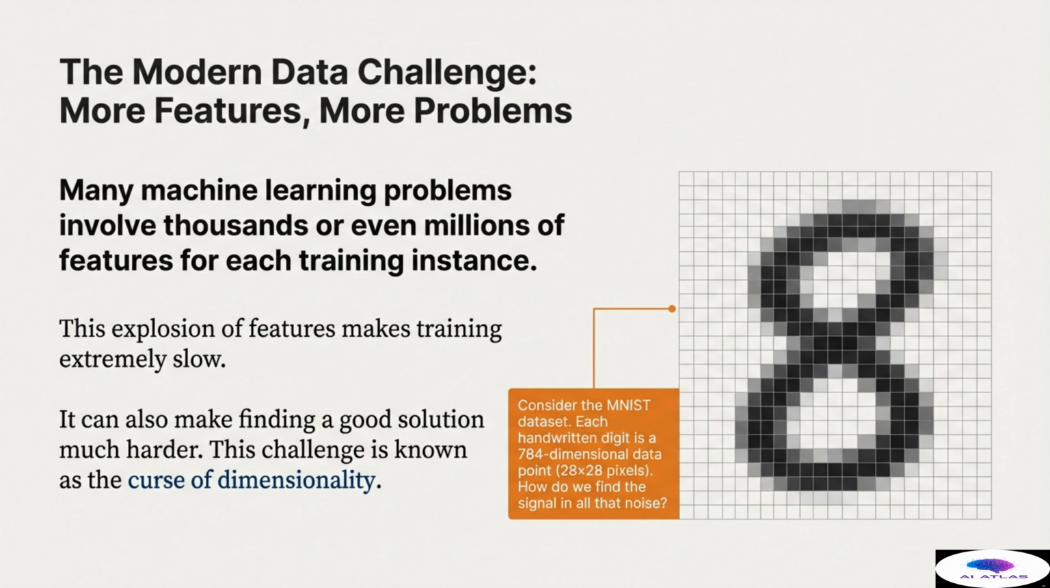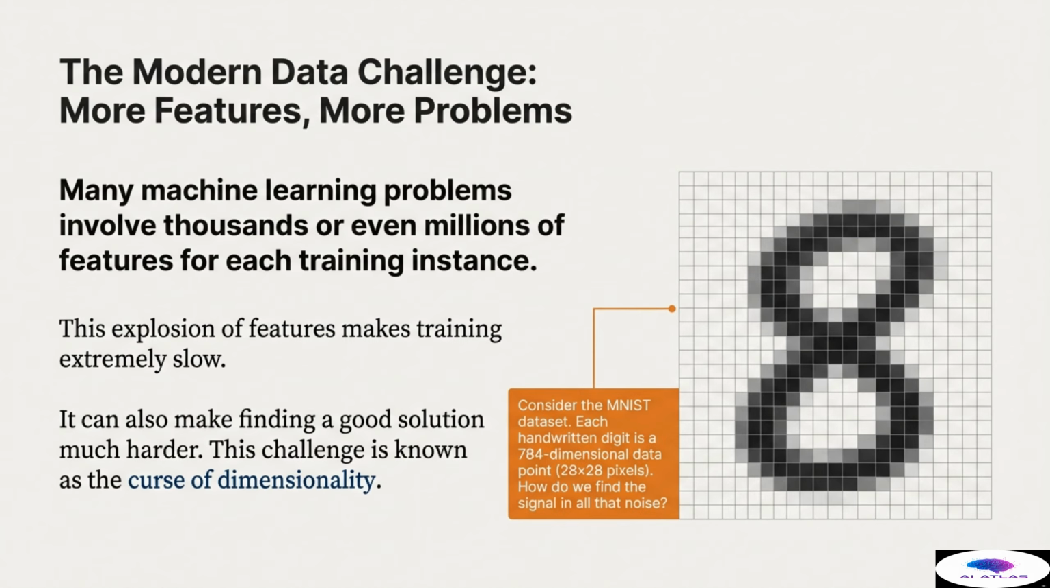More features, more problems. It has become common for real-world machine learning problems to involve thousands or even millions of features for each training instance we process. This massive explosion of features comes with critical consequences. Firstly, it makes model training extremely slow, often requiring vast computational resources and days or weeks of processing time. Secondly, it can make the task of finding a robust, generalizable solution much harder. This difficulty in modeling and computation resulting from high feature count is precisely what we define as the curse of dimensionality.